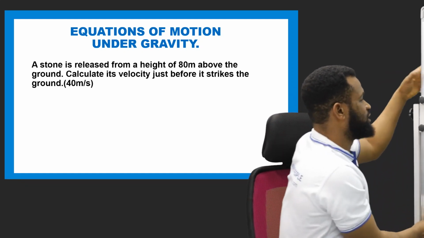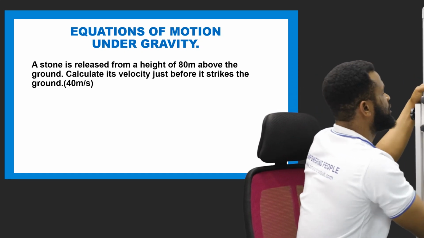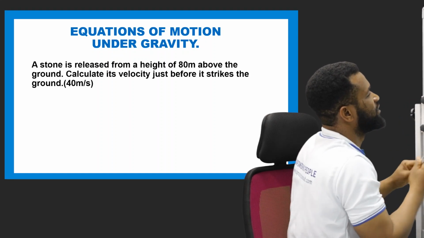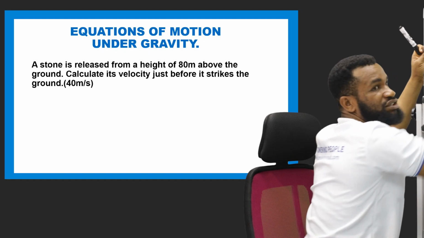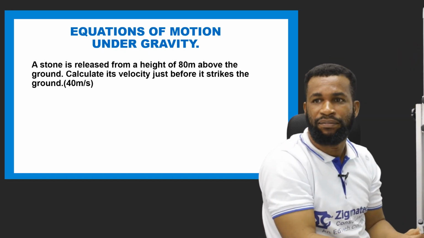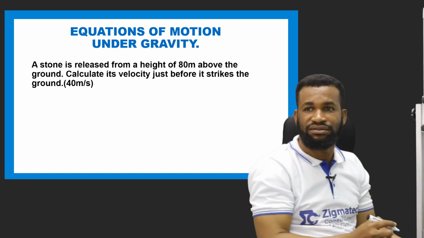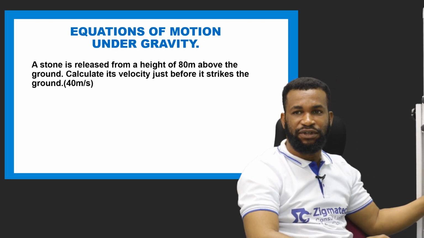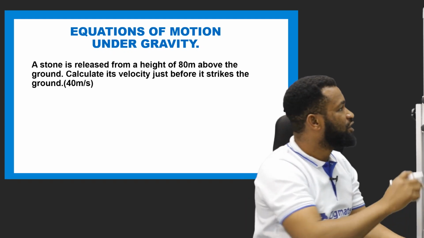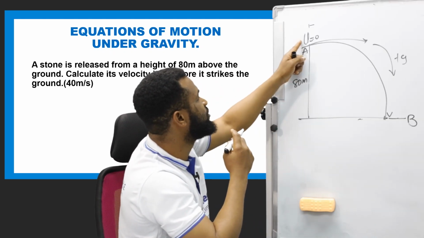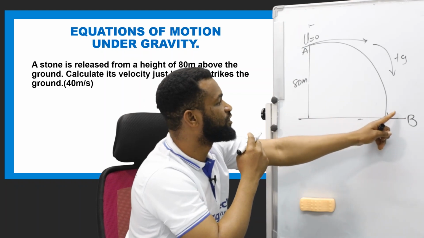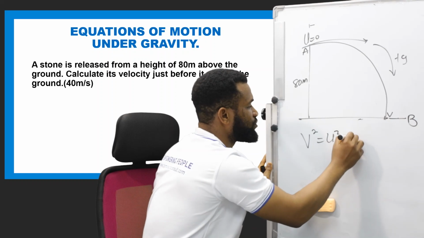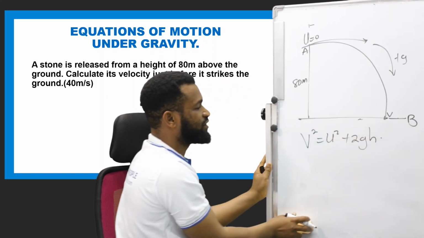This is the same thing, but at this point we know the height is 80 meters, and a few things changed. I don't know the speed with which it hit the ground. Okay, I'm going to consider a few things. Remember, u is 0 here, and I don't know v. I'm going to use this formula. This is the best formula for this question: v squared equals u squared plus 2gh.